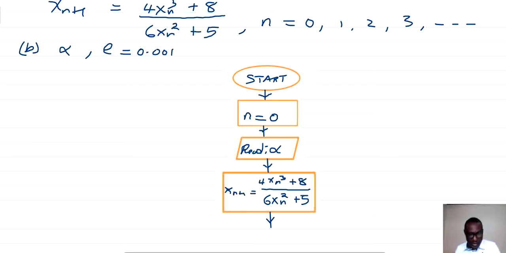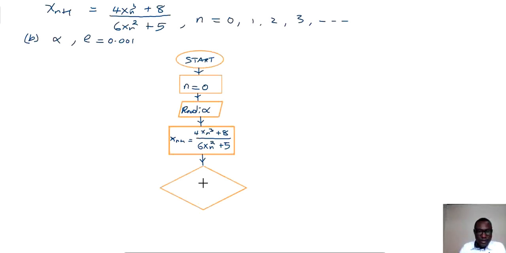So we are going to bring in the decision box. So here is our decision box, which always has a control statement in the form of a question. So we have to ask, is |xn+1 − xn| less than or equal to the error? The error was given to us, which is now 0.001.